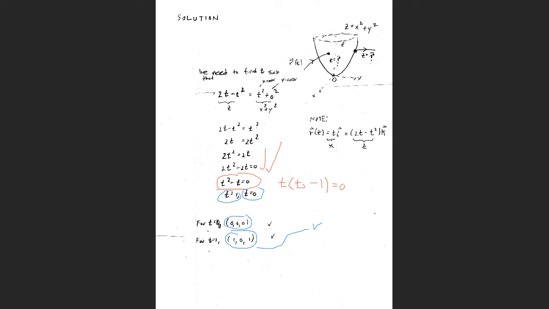Hold on, let me use my stylus. From r of t. That's right. So for instance, r of 1 is just equal to 1, comma, 0, comma, 2 times 1 minus 1 squared. That gets us 1, 0, 1.